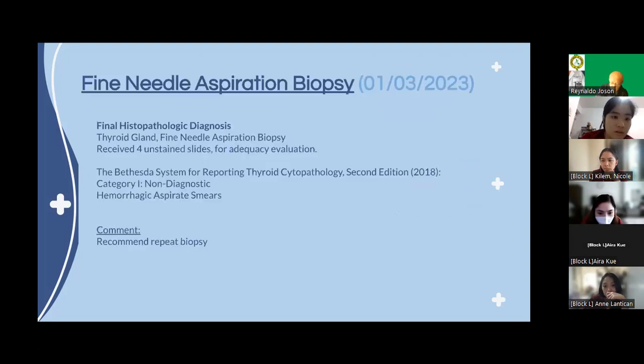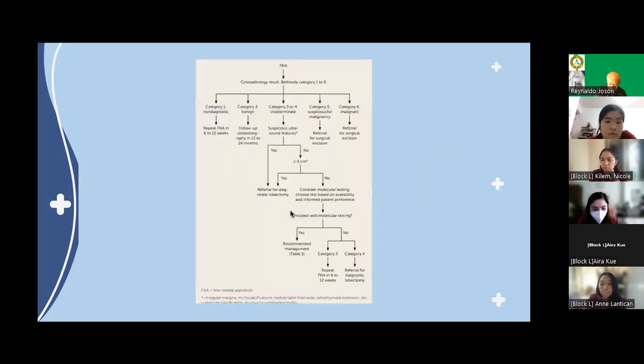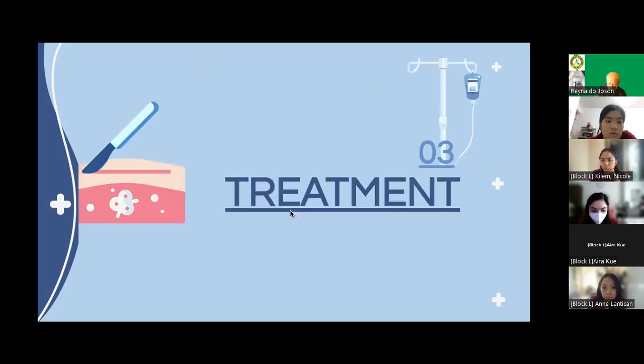Okay, so for the fine needle aspiration biopsy result, 4 slides po were submitted to histopath. Unfortunately, the slides po were non-diagnostic. So they received po a hemorrhagic aspirate smear. From the Bethesda system for reporting thyroid cytopathology po, this was under category 1 or non-diagnostic, and the recommendation should be to perform repeat biopsy. Pero in this case po, hindi po nakapag-perform po ng repeat biopsy for the patient po. Next slide na. Thank you.